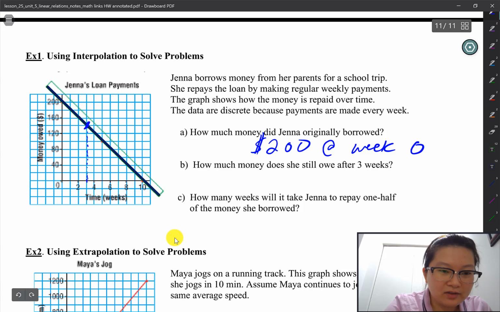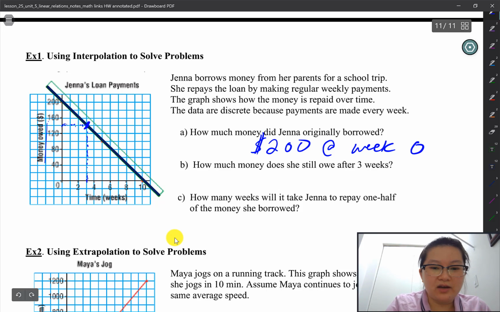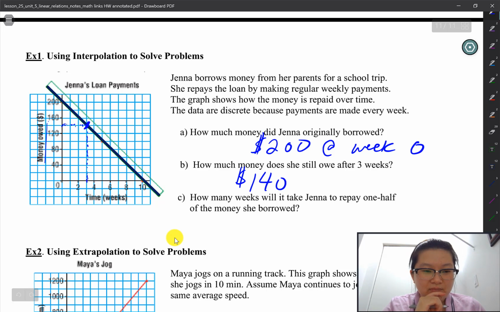It intersects this point on the graph, so then we move over to the y-axis to figure out the corresponding match. Matching the y-axis there, it's in between 120 and 160. Between 120 and 160 is a difference of 40. So every box represents $20, which is $140. Okay? So she still owes, and this graph says money owed, so this is $140 she still owes after 3 weeks. Lots of money.